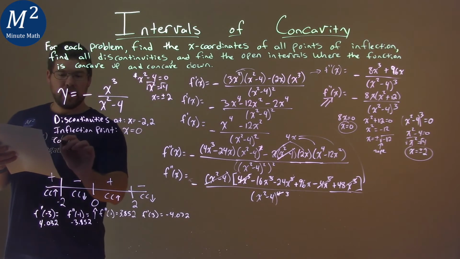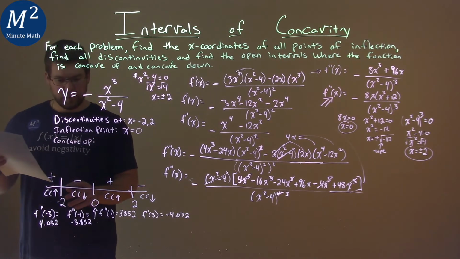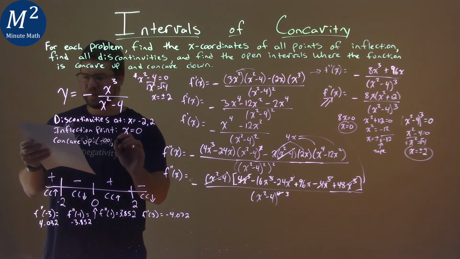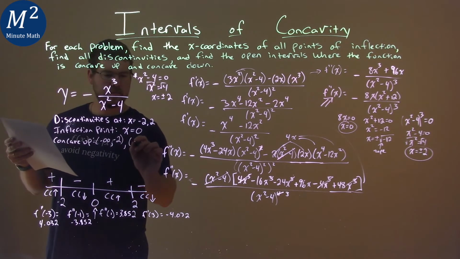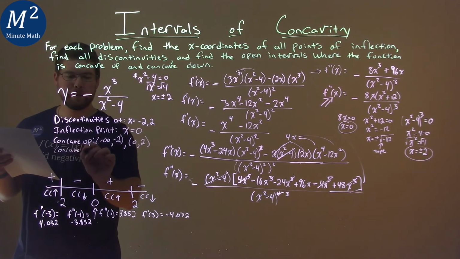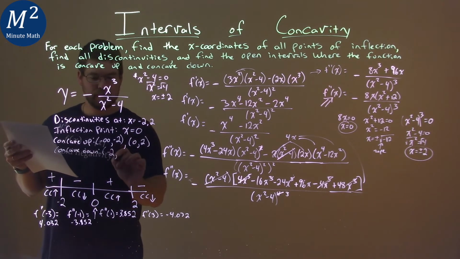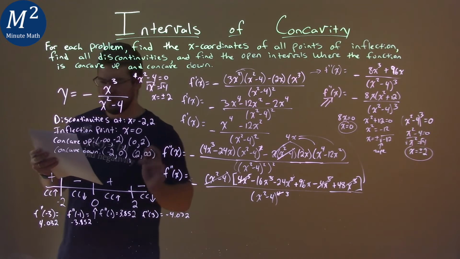We're concave up on our interval from -∞ to -2, and from 0 to 2. We're concave down from -2 to 0, and from 2 to +∞.